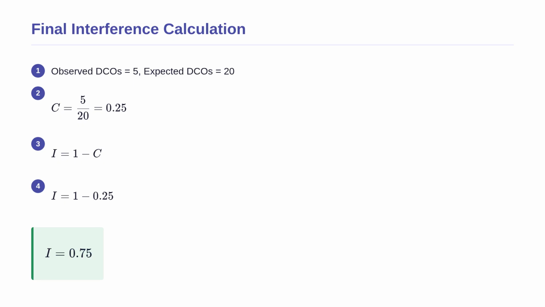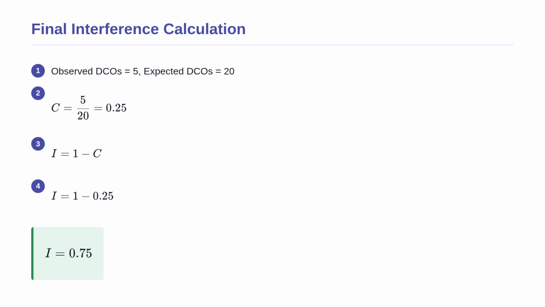Continuing with our test cross, we now have our expected double crossovers, which is 20, and our observed double crossovers, which is 5. We divide the observed by the expected to find the coefficient of coincidence. 5 divided by 20 gives us 0.25. Just like before, this indicates only a quarter of the expected crossovers took place.